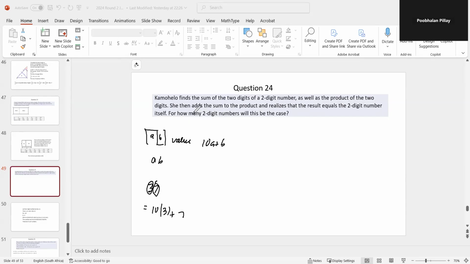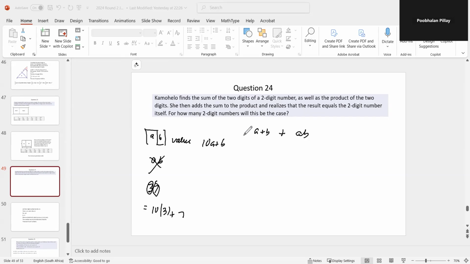Now, he finds the sum of the two digits of the two-digit number. So Kamohelo calculates A plus B. That's the sum of the two digits. And also the product, which is AB. Just as well I didn't write this like this, because you need to know what the product of these two is. So he calculates these two, and then she adds the sum to the product.